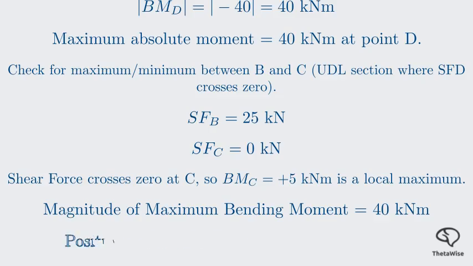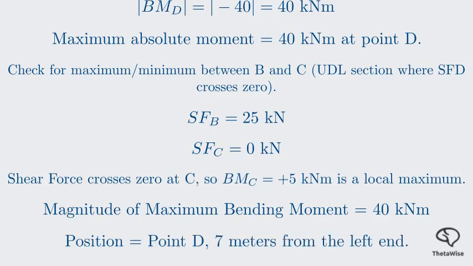Our conclusion is that the magnitude of the maximum bending moment is 40 kilonewton meters, and its position is at point D, 7 meters from the left end of the beam. We have now reached our final objective, which was to identify the maximum bending moment and its location. This completes our analysis of the beam.